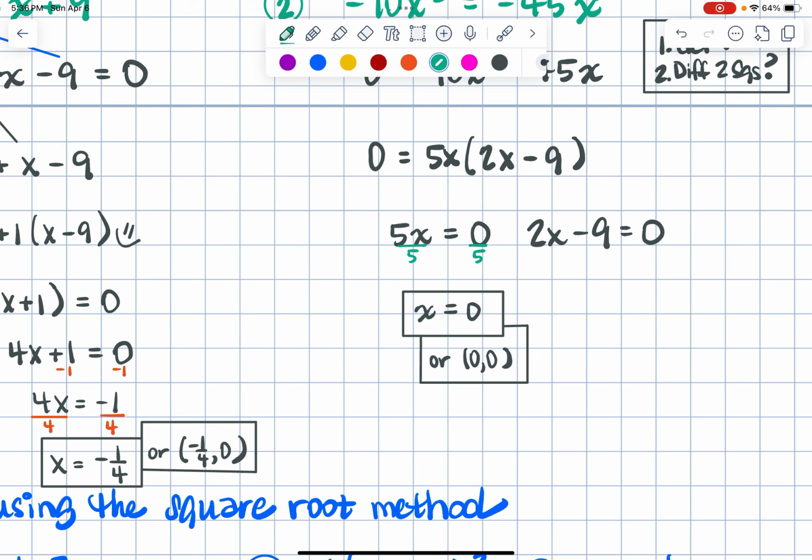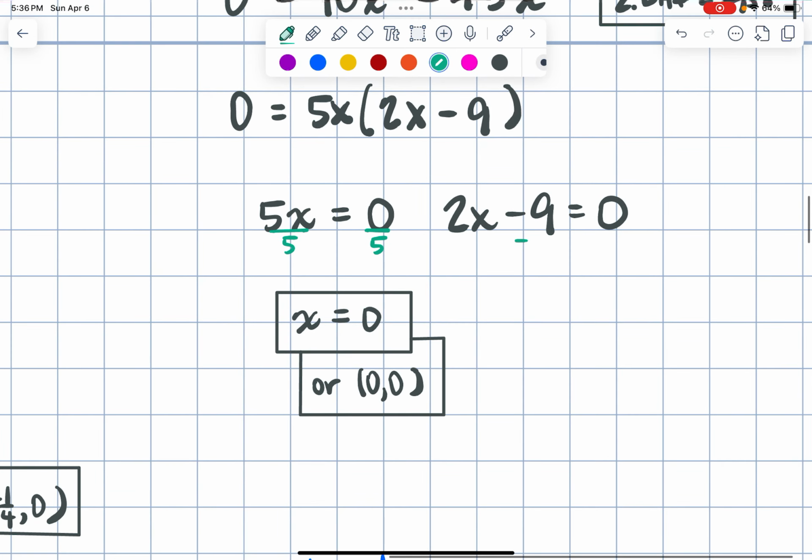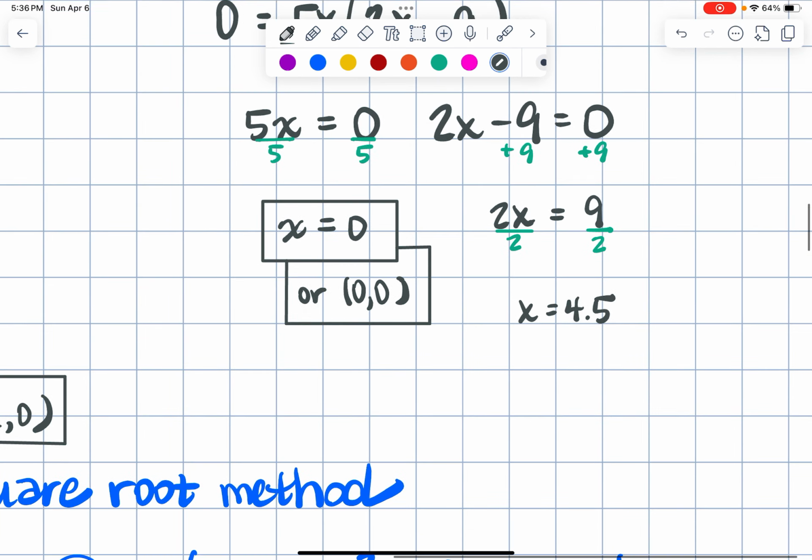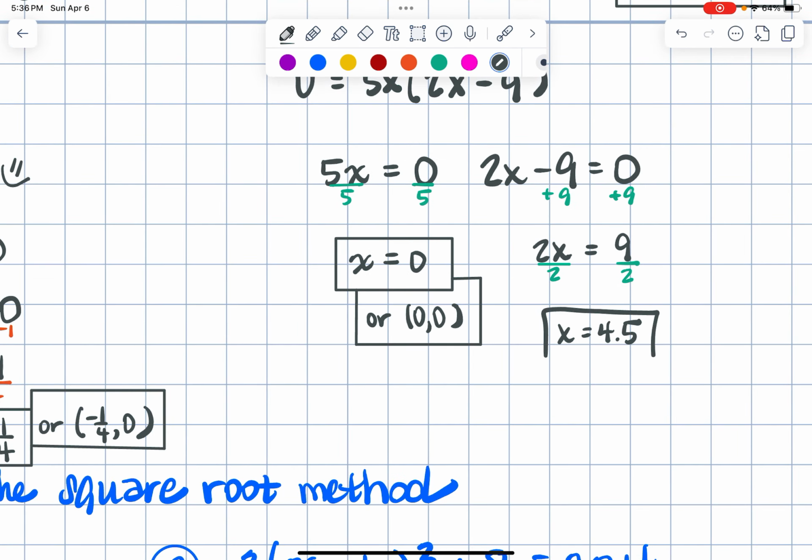And then, of course, 2x minus 9 equals 0. That's a little two-step algebra equation. So we're going to add the 9 to the right-hand side. So that'll give us 2x equals 9. And then when we divide by 2 on both sides, that's going to give us x equals 4.5. All right, or of course you could write that as 4.5 comma 0 if you want to write it as a coordinate.